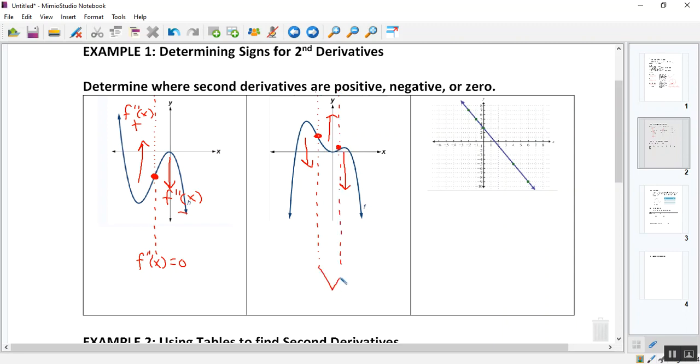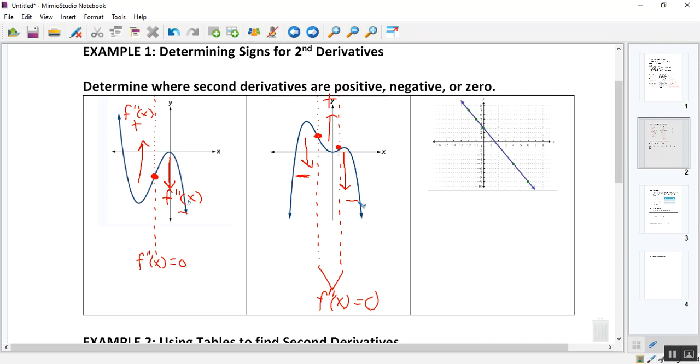Okay, so for these two right here, f double prime of x. Is it positive or negative here? Okay, f double prime of x is negative here. How about here? Positive. How about here? Negative. Okay. Does this idea of concavity and second derivative sign, is it clicking for you right now?